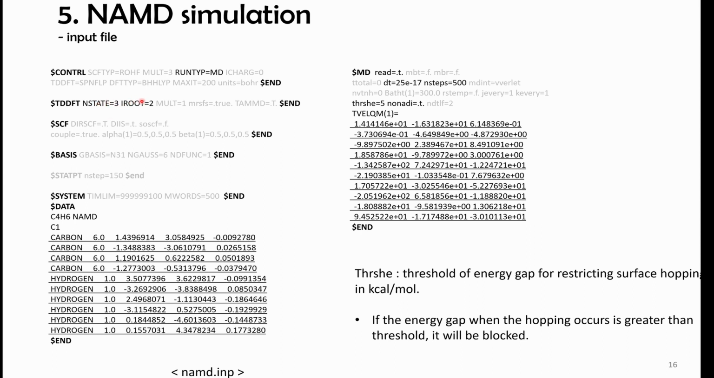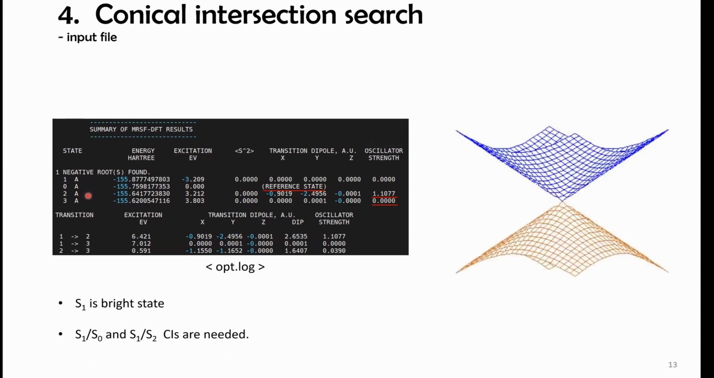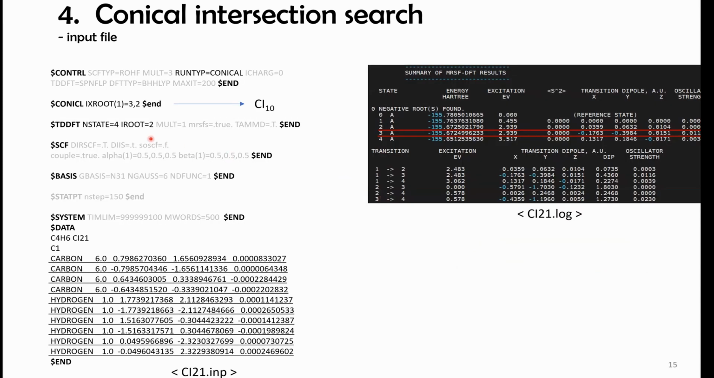And iRoot is whether it should be a bright state or not. It means which state you want to excite. So it means we will excite butadiene to the S1 state, because from the optimization at the Franck-Condon geometry, S1 is a bright state with a big oscillator strength. So that's why I excite to the S1 state, not the other states.